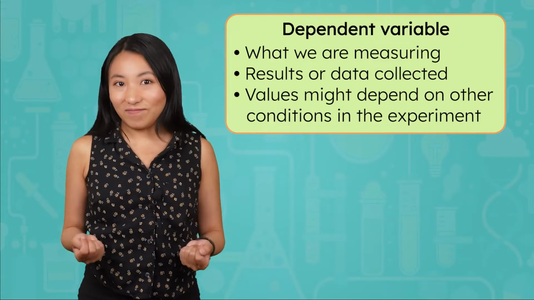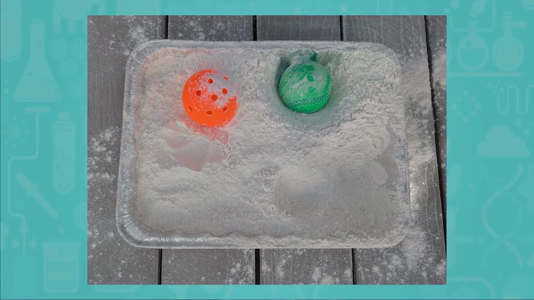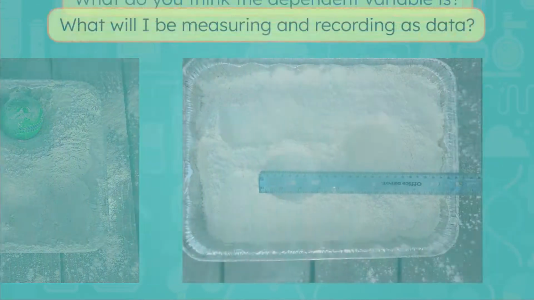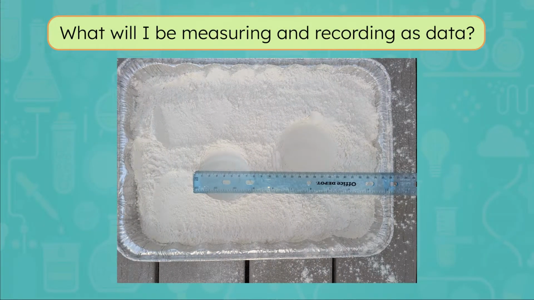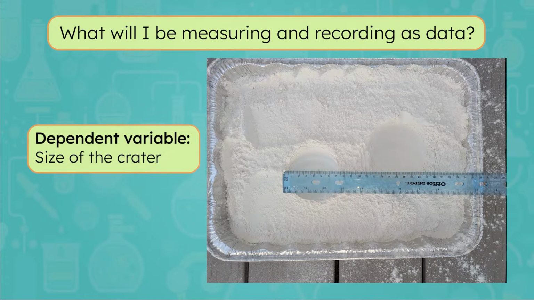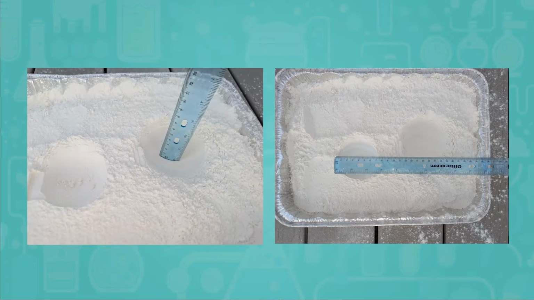Hence the name. If we're dropping objects into flour to study the craters they form, what do you think the dependent variable is? What will you likely be measuring and recording as data? The size of the crater, because it will likely depend on other factors that you set up. Of course, you could measure the size of the crater as either the width or the depth. In fact, knowing both might be useful. So the dependent variables for your experiment today will be crater width and crater depth.